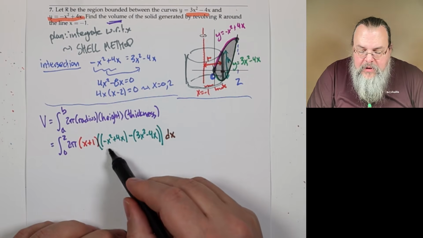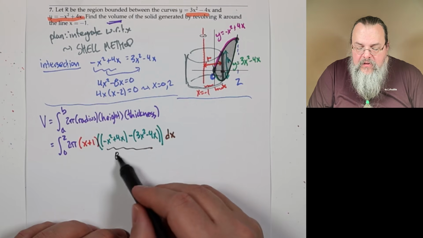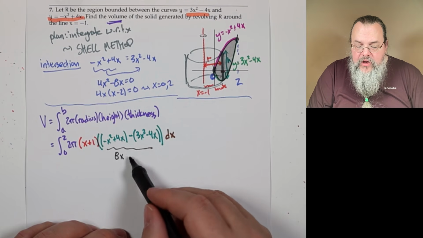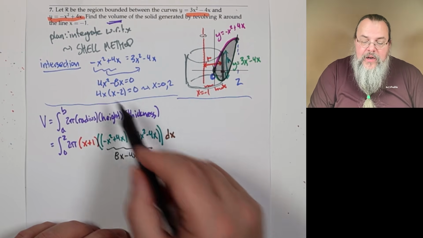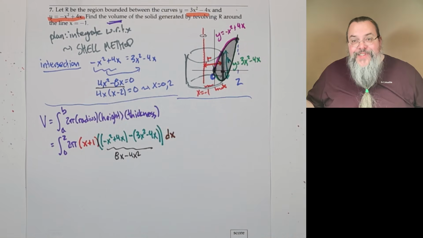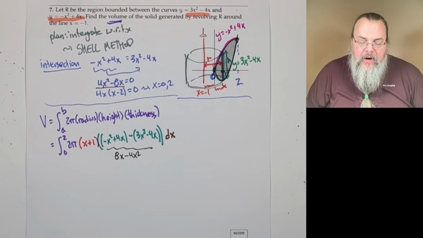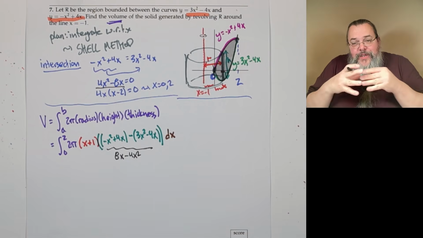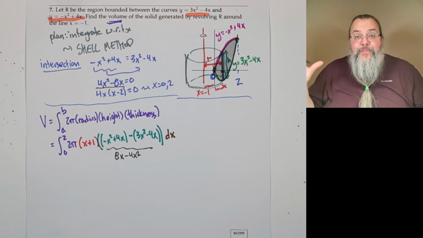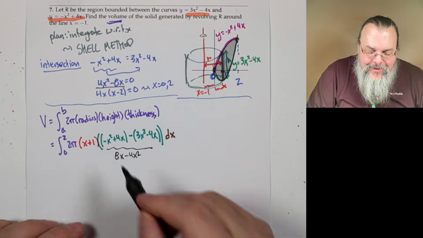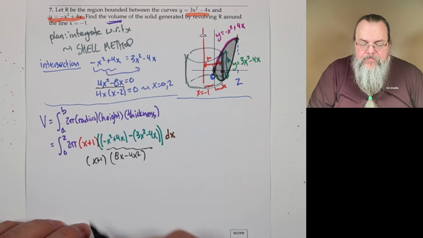Well, let's clean this part up. 4x minus 4x is 8x. Minus x squared minus 3x squared is minus 4x squared. You might say that looks very familiar. It is. It's the same thing you did to find intersections. And now here, instead of trying to factor, you want to do the opposite. You want to expand. So we're going to multiply this by our x plus 1.